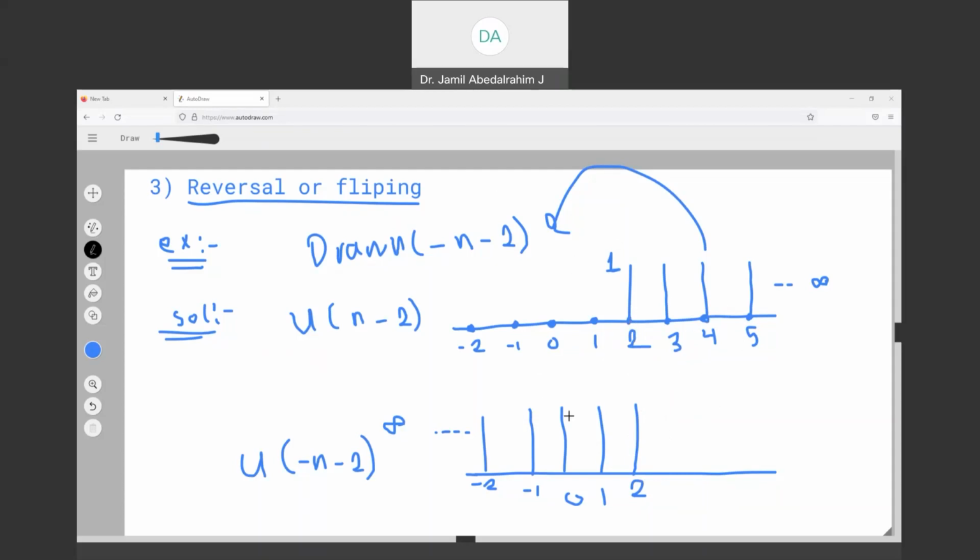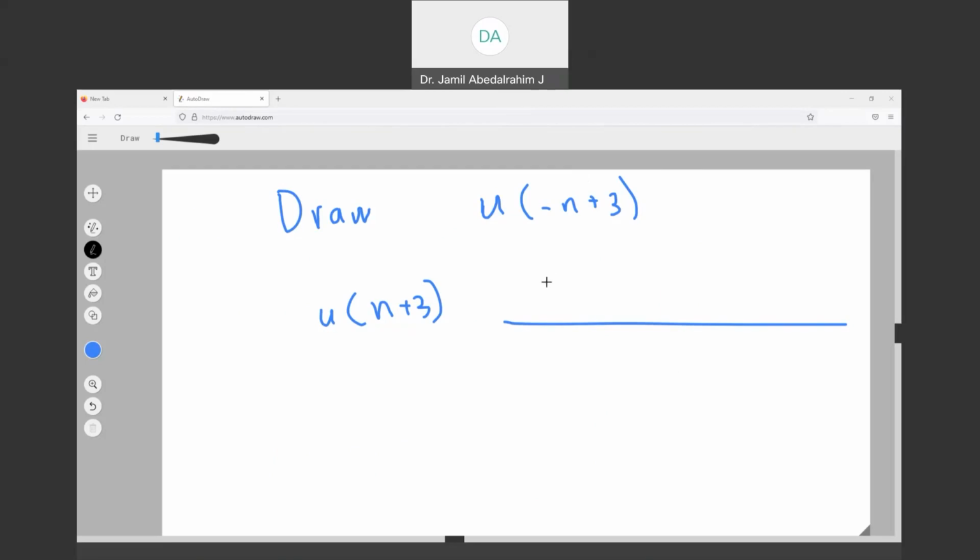Okay, let's take the last example. Draw u of -n plus 3. Okay, we remove the negative from the n and take it without minus. So u of n plus 3. That's what I said, we need to include shifting here. So plus 3 means our starting point will be from -3. Plus 3, we start from -3.